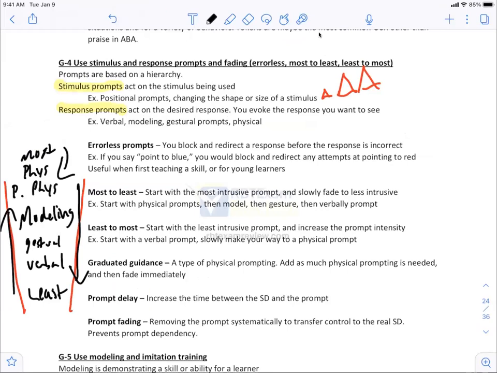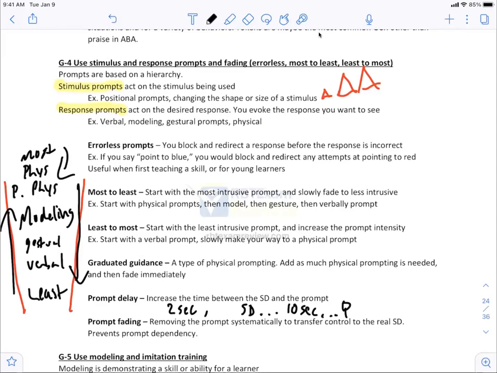Prompt delay, you're increasing the time between the SD and the prompt. If you're trying to fade a prompt or reduce prompt dependence, you might first deliver the prompt, okay, 2 seconds after. Now you're going to use prompt delay. You're going to give the SD, wait 10 seconds before you prompt, and then prompt. So give them a chance to answer without the prompt.